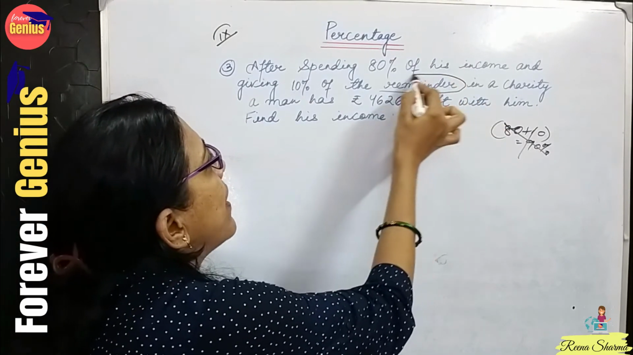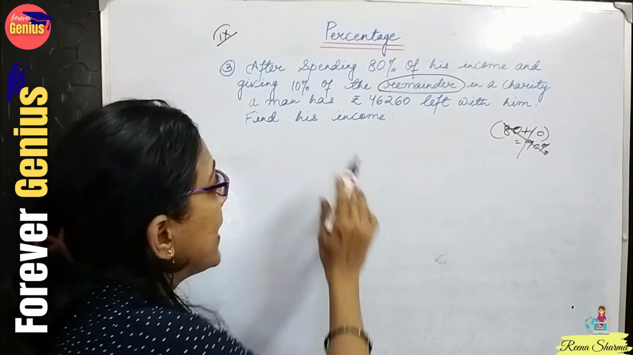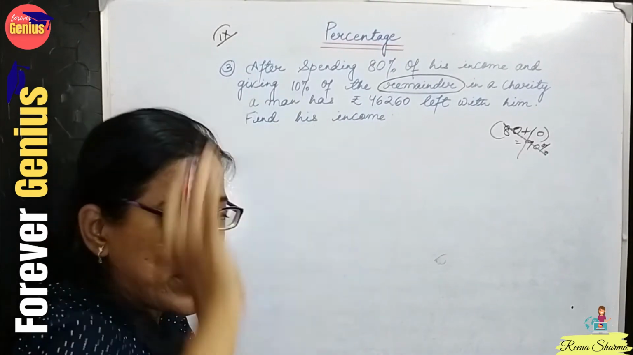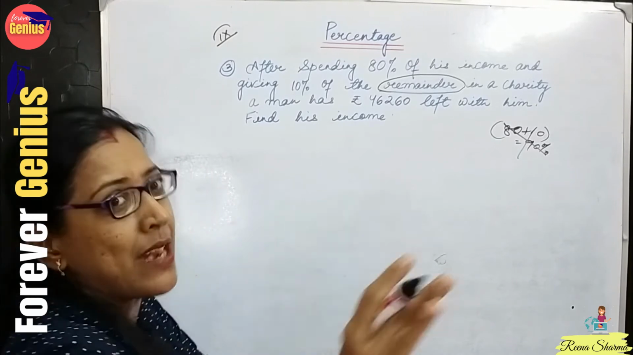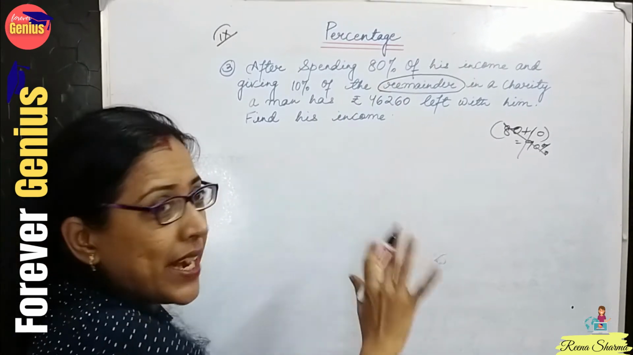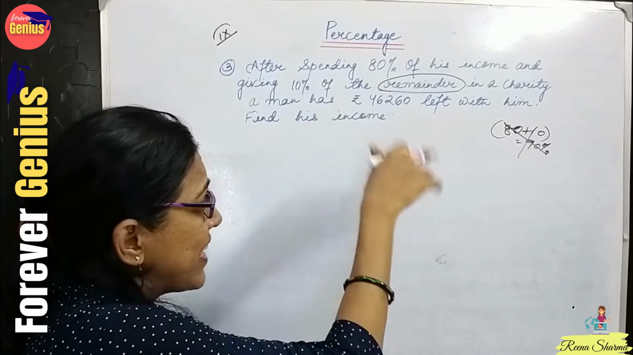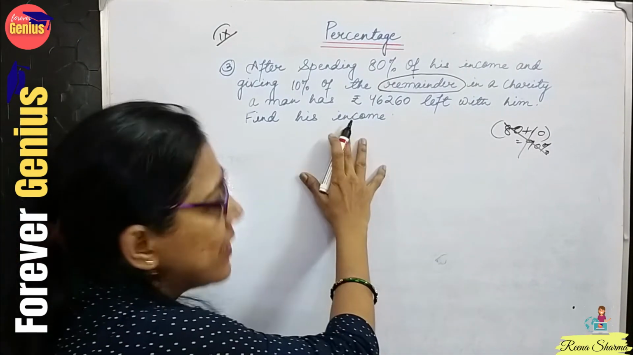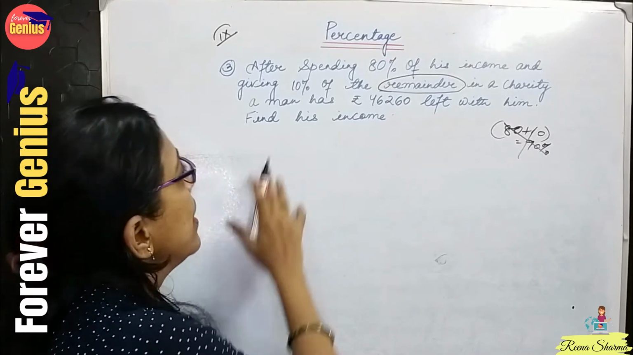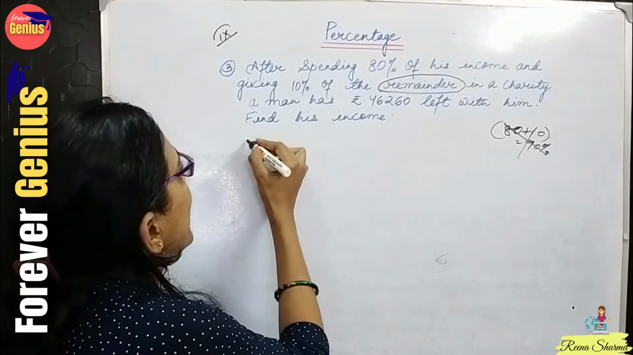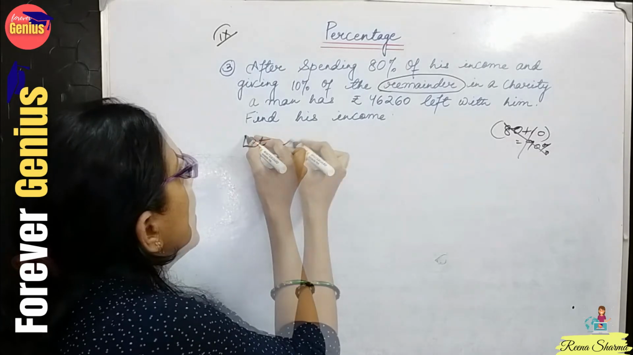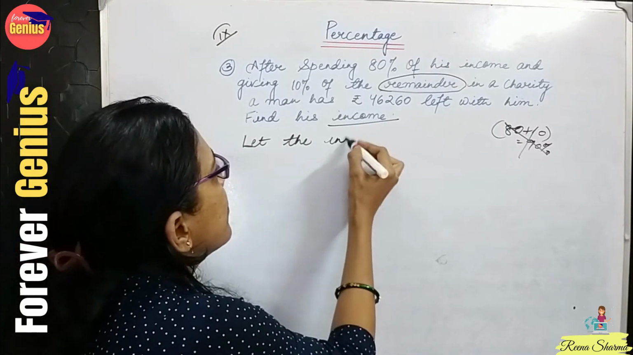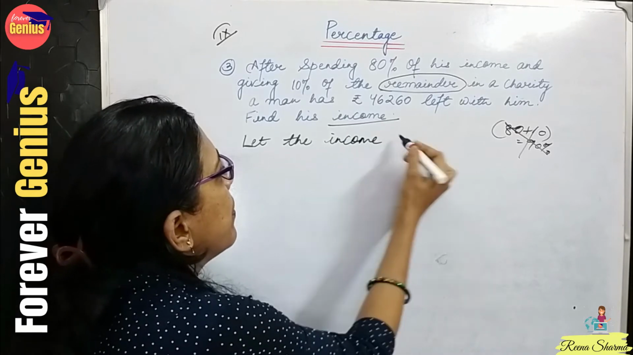Whenever the remainder is mentioned, it is saying that 10% of the remainder was given in charity. Whatever was left, out of that, 10% was given. Not after 80%, straight away calculating 90% and then finding his income. No, never. So how to do it? Let the salary be X. Not salary, it is income. Let the income be X.